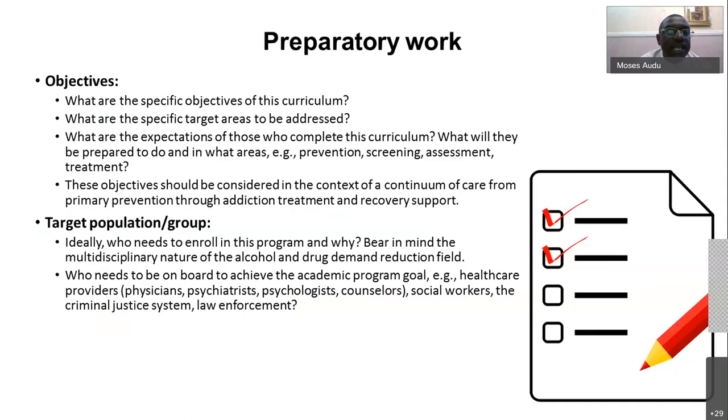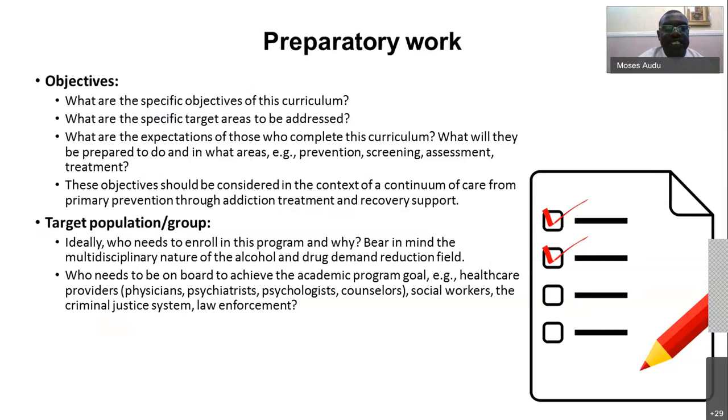Is it prevention, screening, assessment, and treatment? In my own country, most people are not very conversant with prevention activities. They do more of treatment and rehabilitation. Even the assessment is only done in treatment centers and by a few people who have actually done the UNODC program or the Colombo program that actually do some thorough assessment.